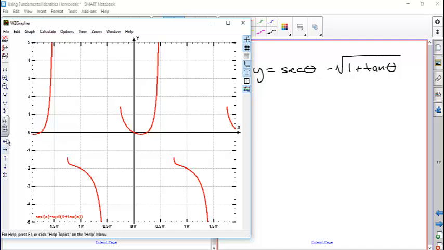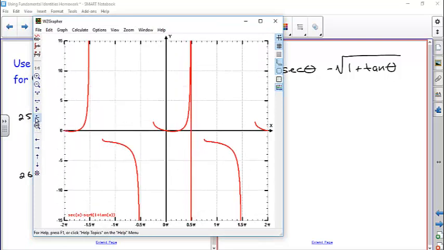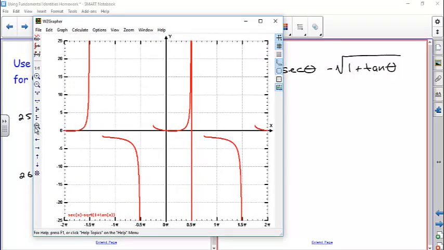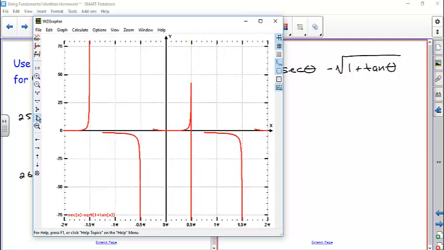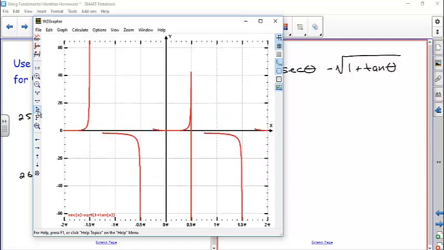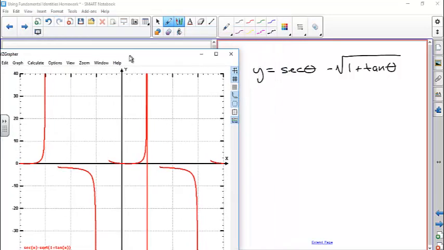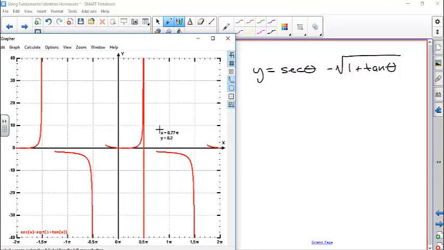Let's zoom out. Yeah, this thing goes wacko there. I don't think that's a solution. I think it's some kind of weirdness. So it's saying at 0 and pi over 4 it works out. It gets you to 0.